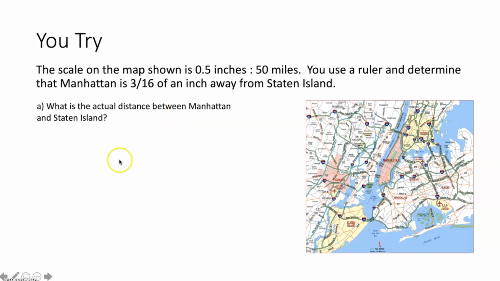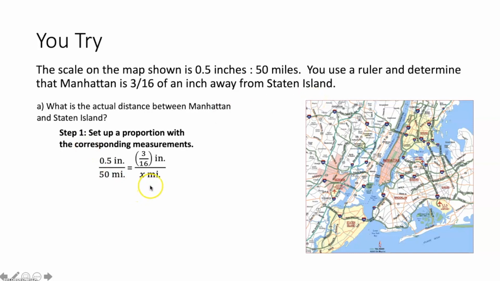On one side of the proportion, our ratio is going to be the scale that we are given, 5/10 of an inch to 50 miles. On the other side, we're going to have the inches over miles. So the inches, we know the distance we measure on the map that Manhattan is away from Staten Island is 3/16 of an inch. So that's going to go in our numerator in the right ratio, and our denominator is the actual distance from Manhattan to Staten Island, which we don't know. That's what we're trying to find. So we're going to call that x.